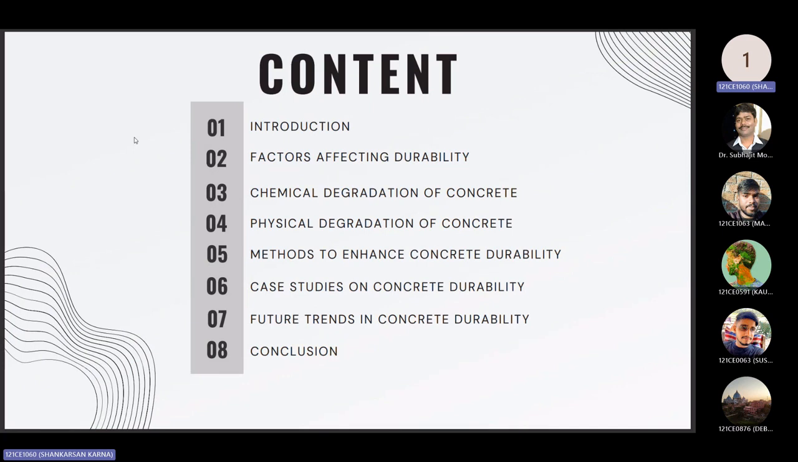First we'll see the introduction and the objective of the study, then the different factors that are affecting durability, then some of the chemical and physical degradation that happens on concrete, and the different methods to enhance concrete durability and the case studies that have been happening, also the future trends in concrete durability, and finally we'll conclude.